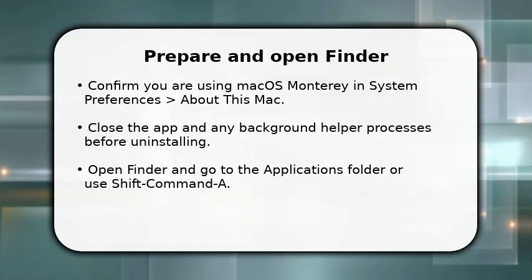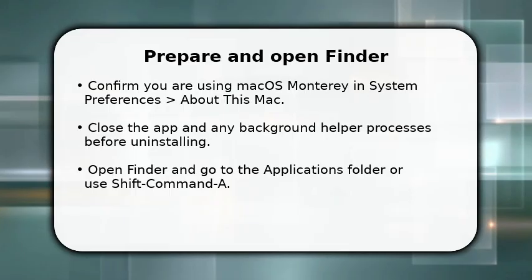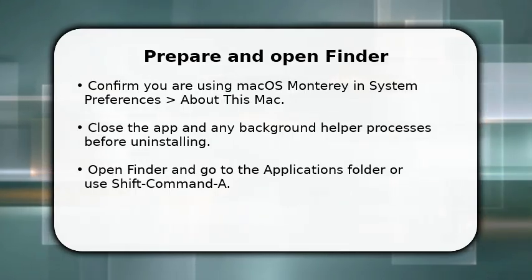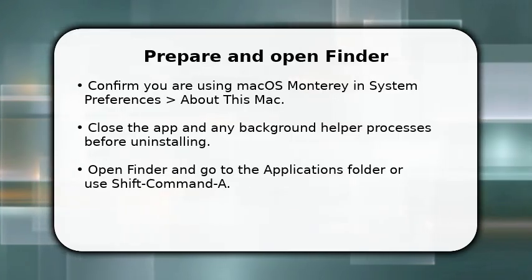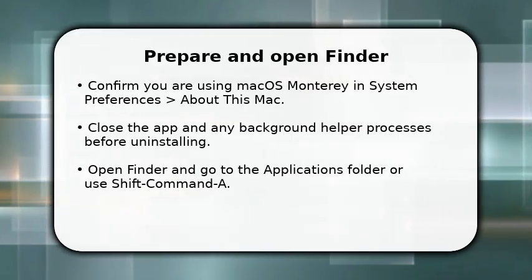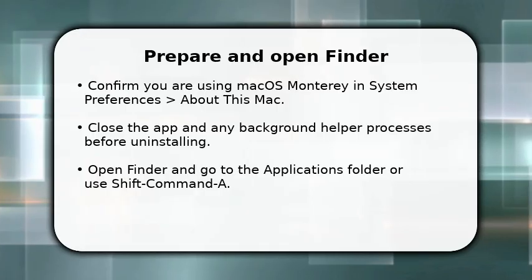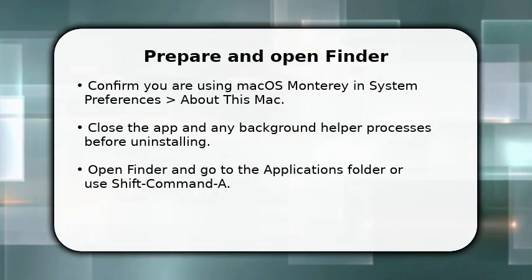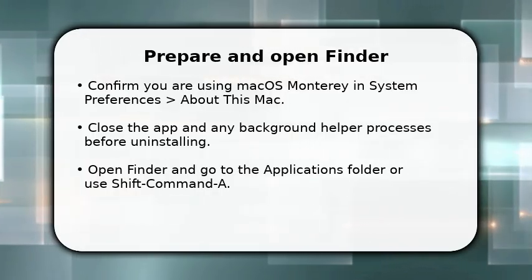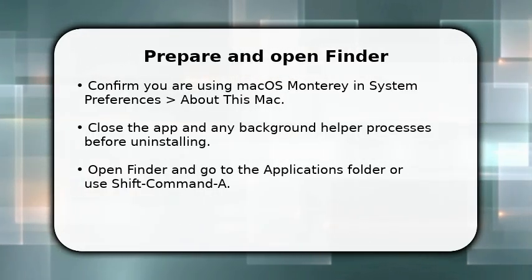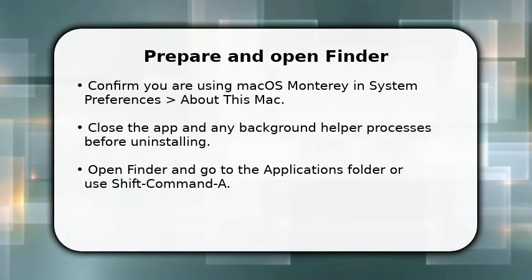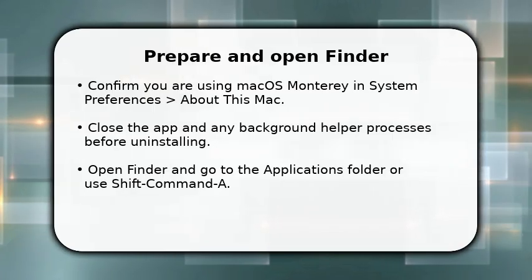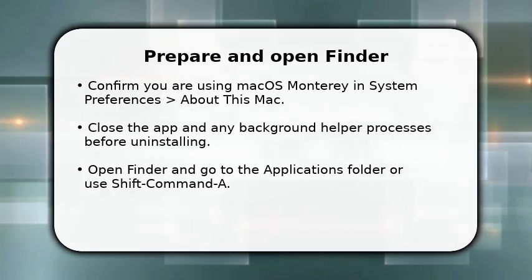You should start by confirming Monterey and quitting the app so nothing blocks file removal. Once done, open Finder and navigate to Applications. This is where most apps live. If the app runs helpers, use Activity Monitor to quit those processes. This prevents locked files. Make sure you have admin credentials available. Some removals require authentication. Now that Finder shows applications, you're ready for the first delete step.